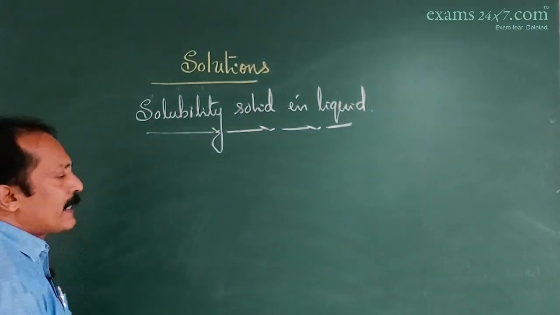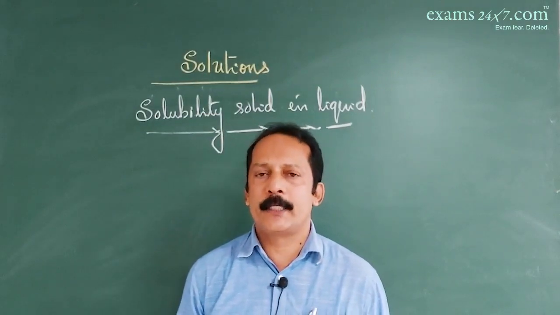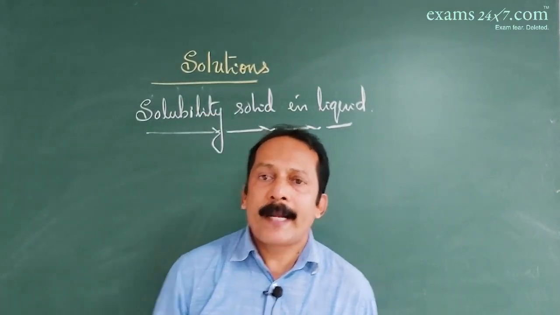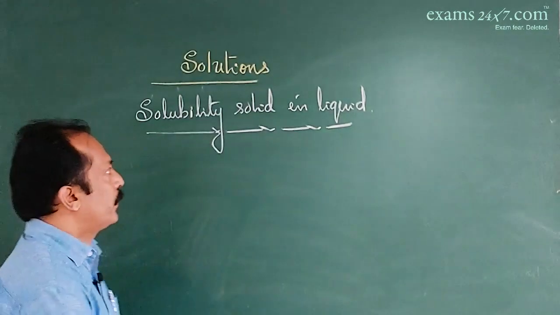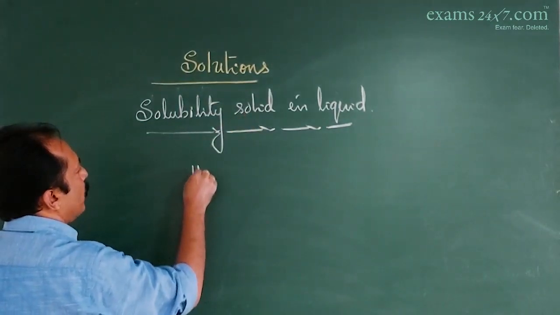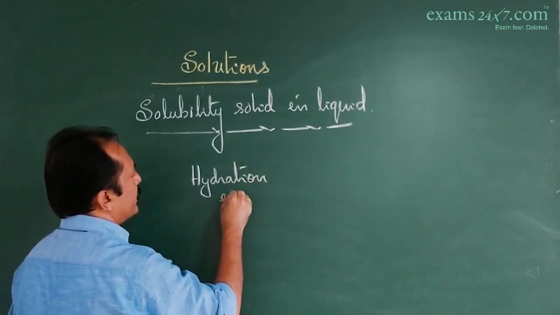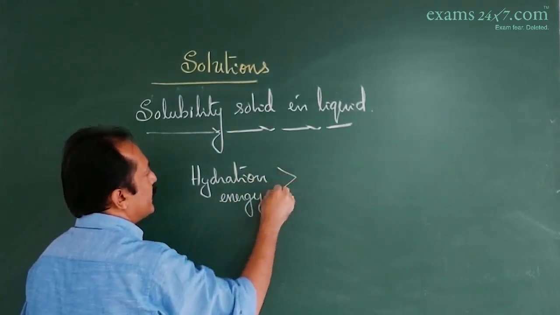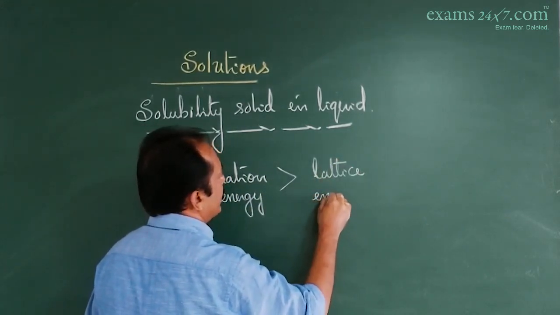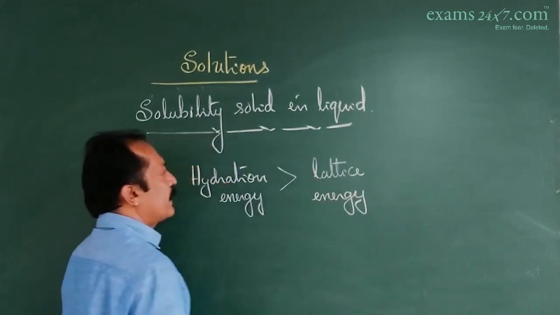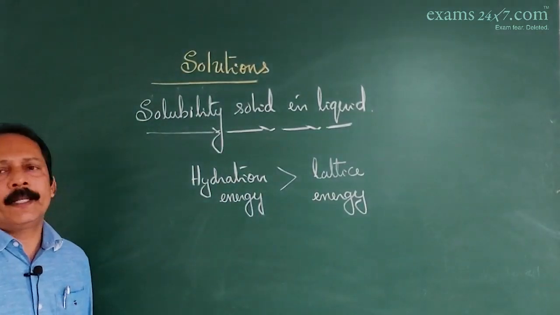The solubility of a solid depends on two factors: hydration energy and lattice energy. If hydration energy is greater than the lattice energy, that compound is soluble. So, solubility of a solid takes place when hydration energy is greater than the lattice energy. So this is about solubility of a solid in liquid.